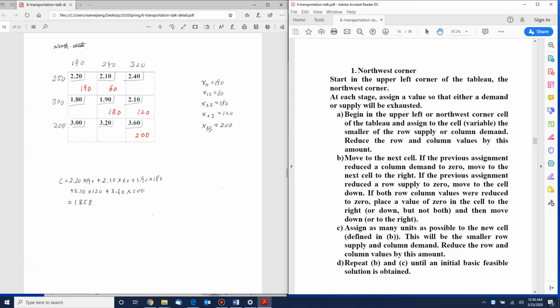Once we finish this row, we move to the next one, the third row. The third row needs 200 and market 3 has 200 remaining to be filled in, so we simply fill it there. So this is the northwest corner method. You just remember to always fill the amount from the upper left corner and then move along that row, filling in the possible amount. In this case, it's pretty simple.